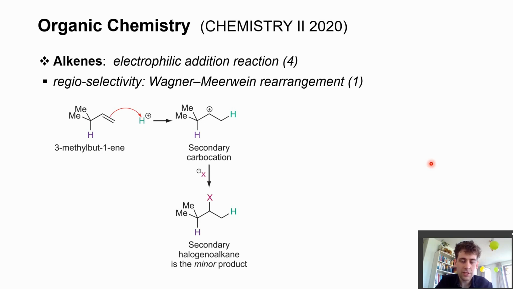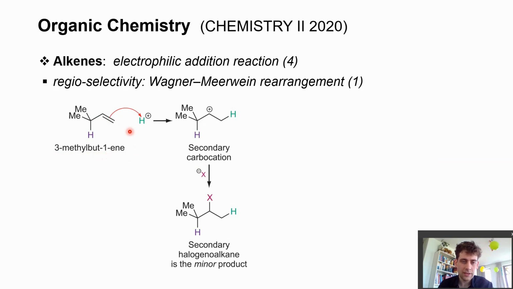Now that we have talked about the electrophilic addition reactions of HX to alkenes and the associated Markovnikov rule, I would like to take a detour to talk about the so-called Wagner-Meerwein rearrangement, also called hydride shift. And this effect is described on this slide here. So we are starting with the starting molecule 3-methyl-but-1-ene, and we have a terminal double bond.